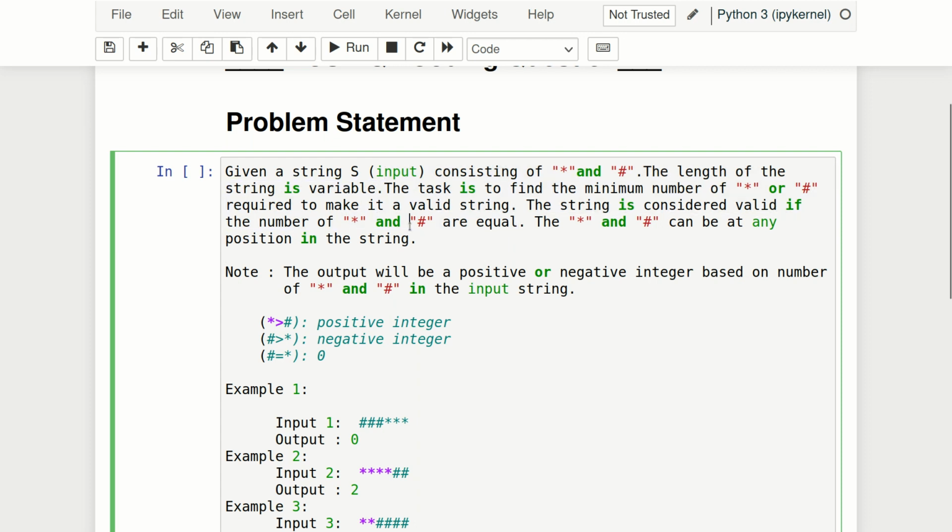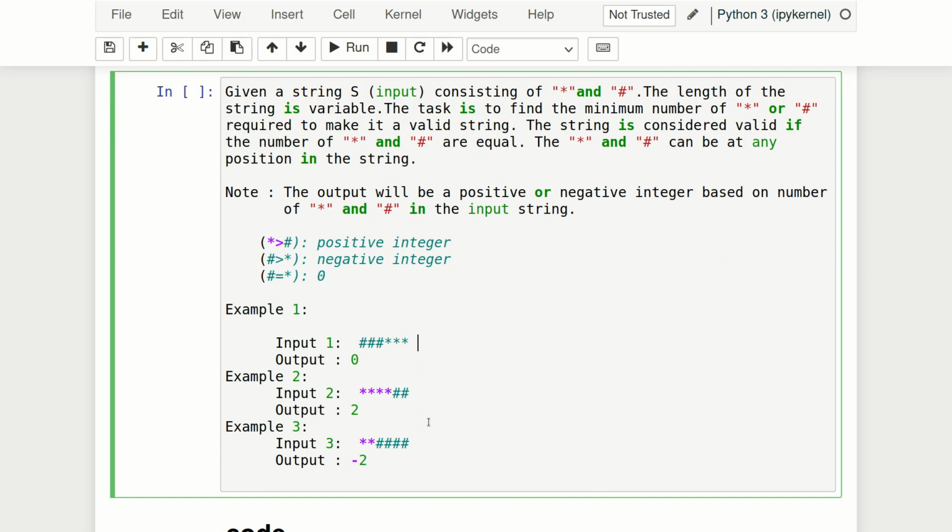So basically you will be given one string which will consist of star and hash symbols, and you have to find the minimum number of star or hash required to make the number of star and the number of hash equal. For that you have to say how many more star or more hash you require. So this is the question, and with the help of some input we will see what the question is all about, and there are some notes that we will see later.